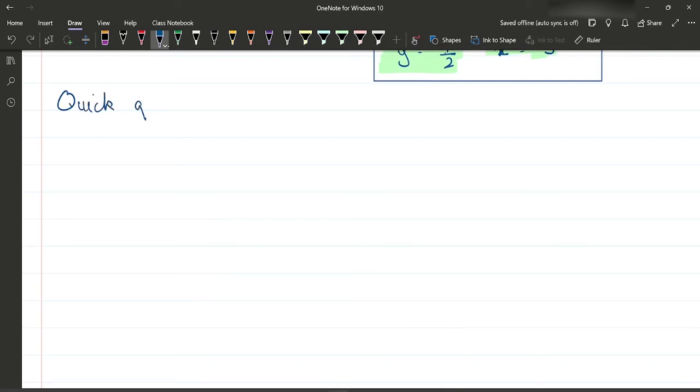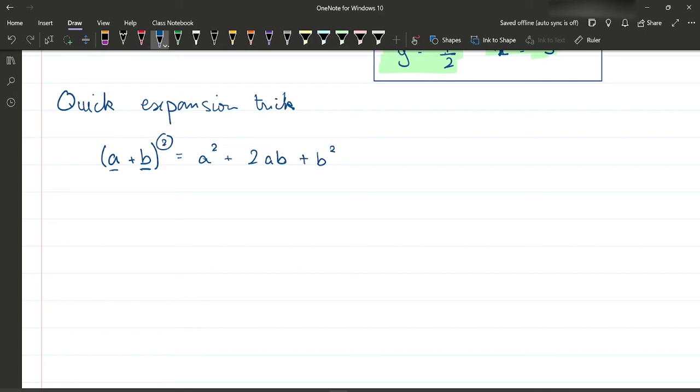Quick expansions. It's a quick expansion trick. So if you have a plus b all squared, by the way, this only works for when you have a square and you have two terms in here. The first thing you have to do is write a squared, and then the second thing you have to do is take b times a times 2, so 2ab, then plus b squared. This is how it's always going to be.